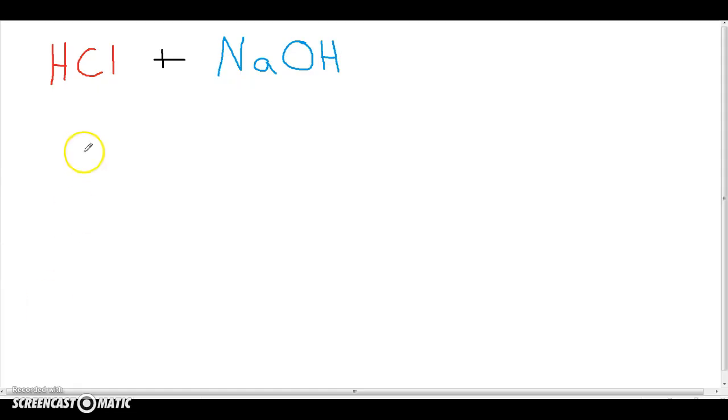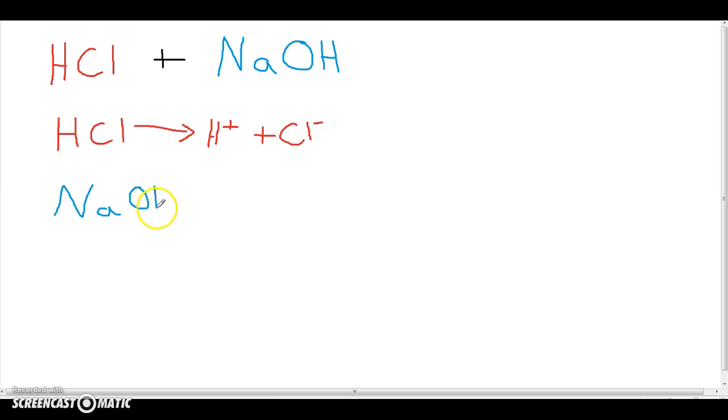Okay, so let's consider then. We've got hydrochloric acid and sodium hydroxide. So if we just first consider the dissociation of hydrochloric acid, it's a strong acid, which means it will break up completely. It's going to break up into hydrogen ions and chloride ions. And the sodium hydroxide is going to break up into sodium ions, and what else?